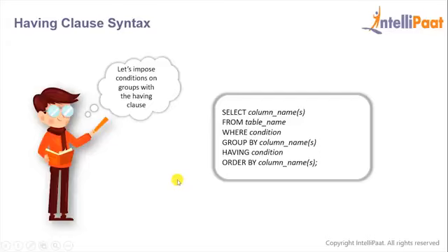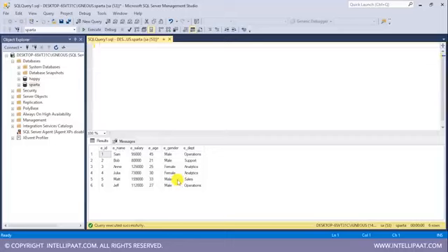So let's go to SQL Server and implement the HAVING clause. We'll group this table with respect to the department column and then use the HAVING clause to display only those departments where the average salary is greater than $100,000. So let me go ahead and write the syntax for that.